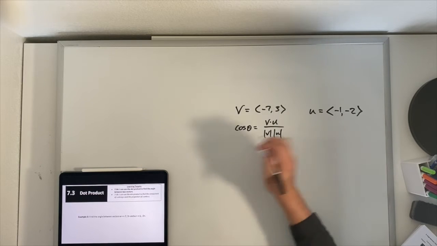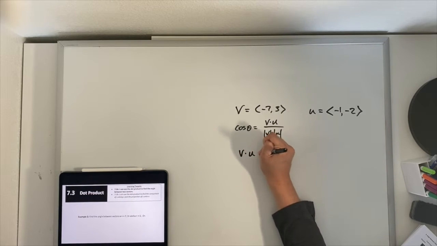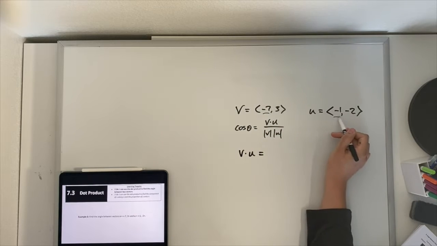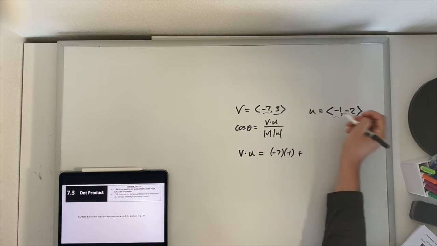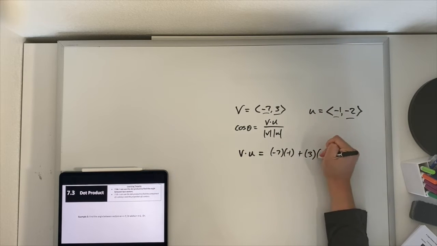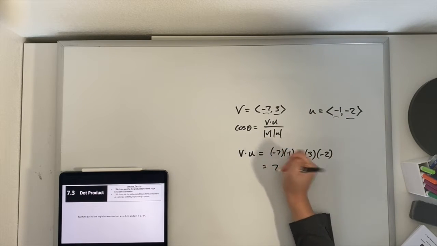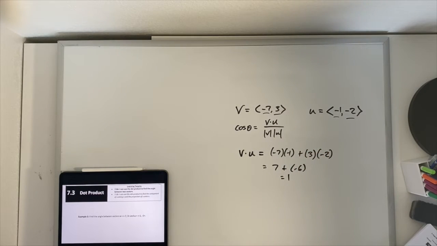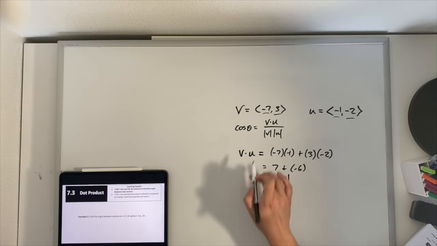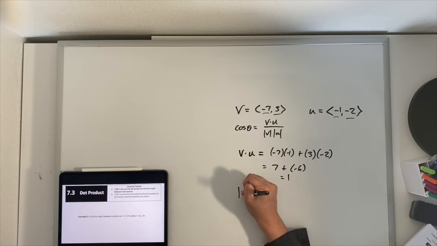We need to find each piece. So we need the dot product. A1 times A2 plus B1 times B2. So the dot product of these two vectors is 1. Okay. Now we need the magnitude of each vector.